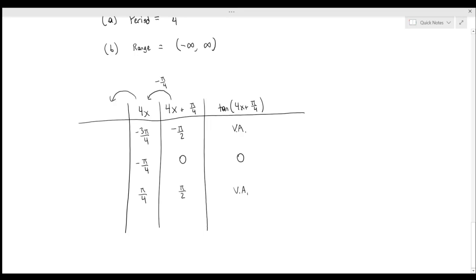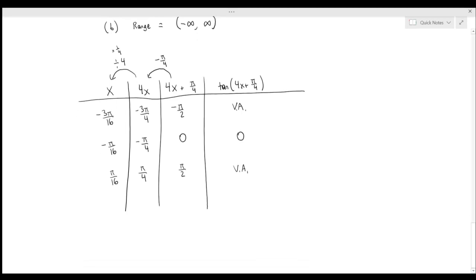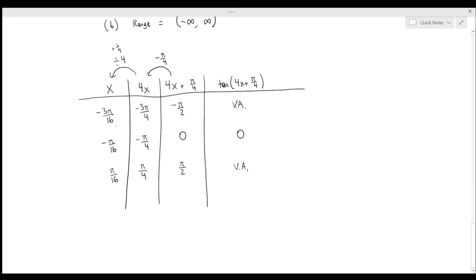And if I divide everything by 4 now, that is going to leave me with x. Dividing by 4 is the same as multiplying by 1/4, so it might be easier to think that you're multiplying everything by 1/4. If we multiply by 1/4, we get negative 3 pi over 16, negative pi over 16, and pi over 16. So right now that gets me the equations of two vertical asymptotes. One vertical asymptote is when x is negative 3 pi over 16.